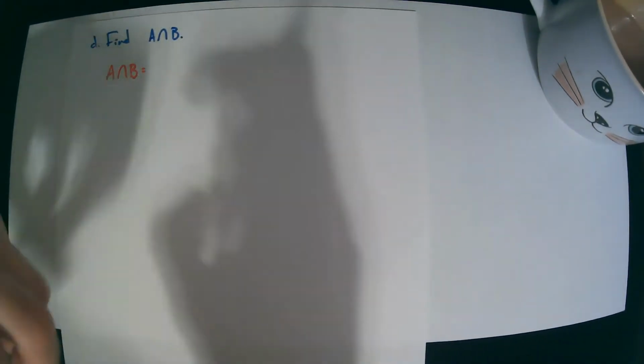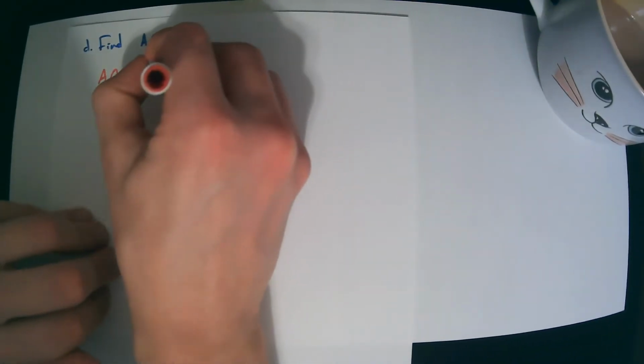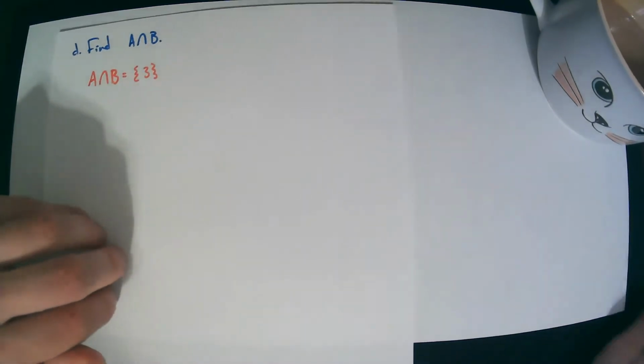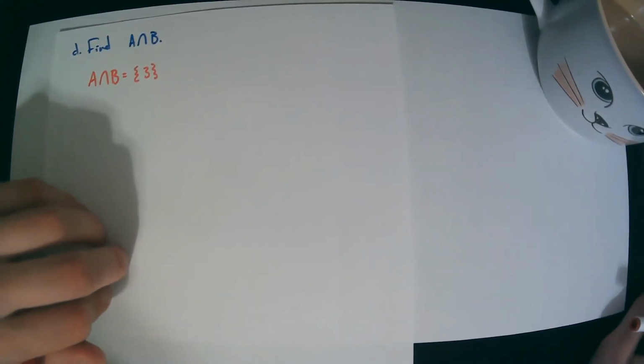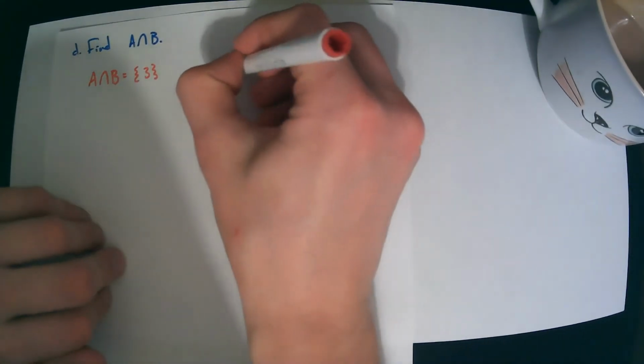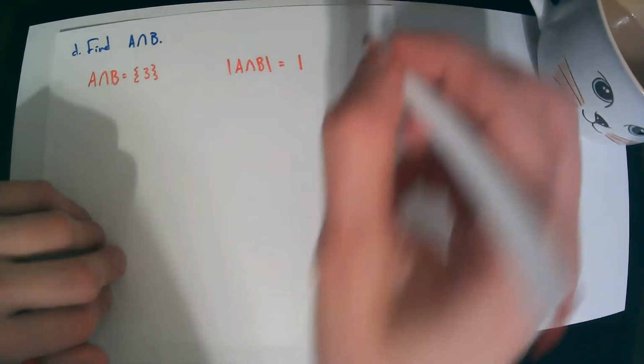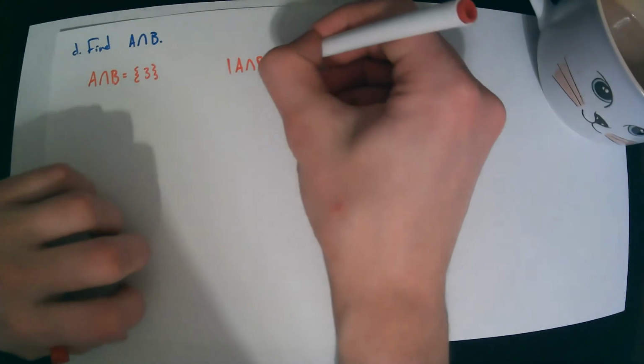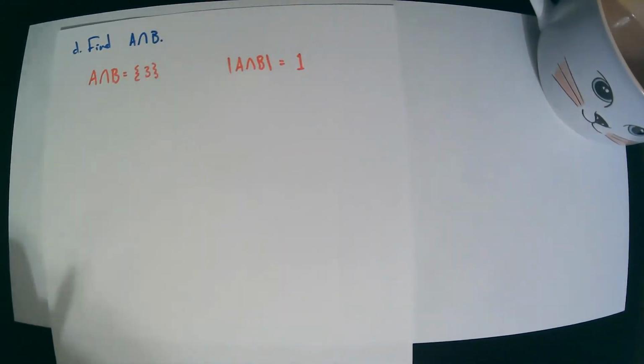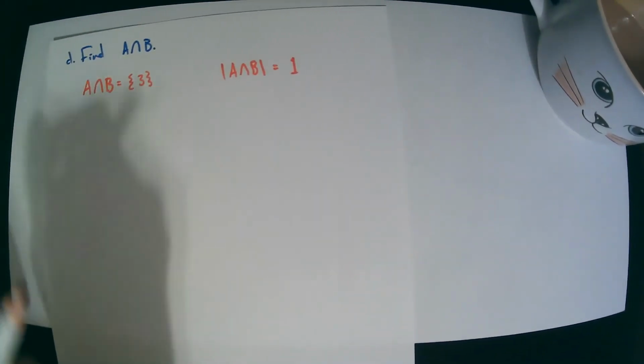So take away the things that they don't share. What is that one element that they share? It's a 3, right? That's the only element they share. So what is the cardinal number of A intersect B? 1. That's a 1, because there's only one element in this set.